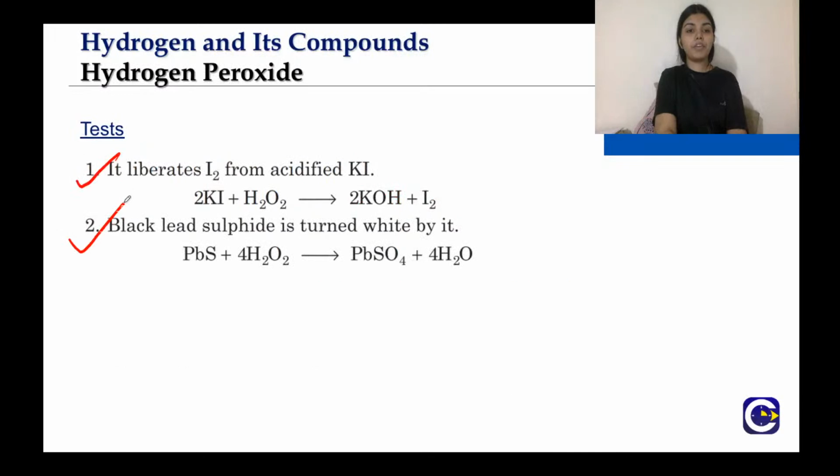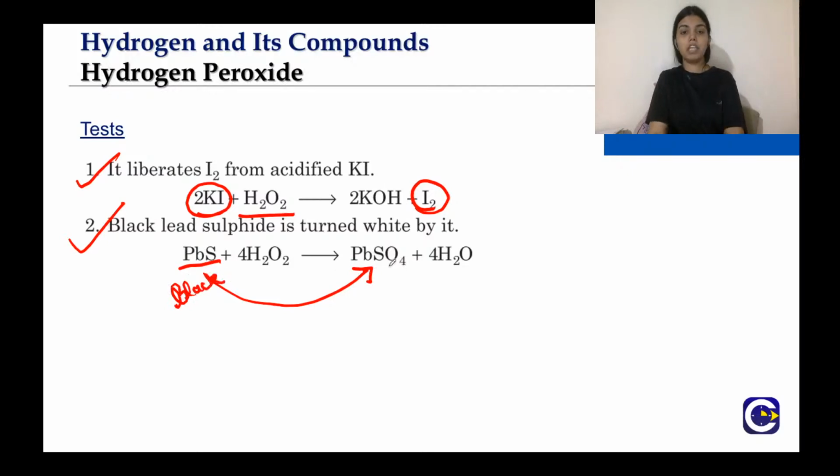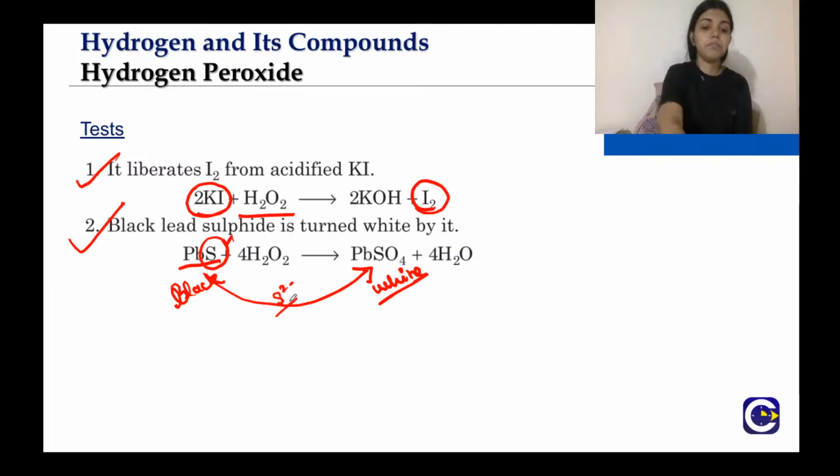These reactions are important. It liberates I2 from acidified KI. That means if you take potassium iodide solution and add peroxide to it, it will give you iodine, which has a purplish violet color. Okay, so this confirms the presence of I minus. Then lead sulfide: PbS is basically black in color. It converts PbS into what? White precipitate, that is PbSO4, right? So this confirms the presence of sulfide, S2 minus.